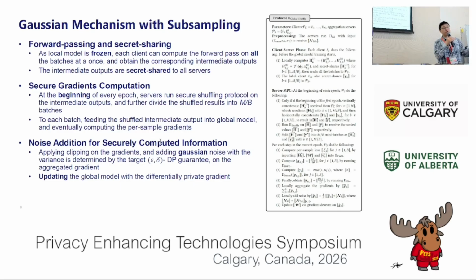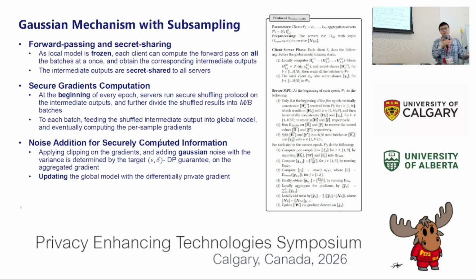So first we have the forward passing. But as I said, now we consider all the local models frozen, so you can assume the local model is a deterministic function. So that means each client passes all the data through the local model and secret-shares it to the servers. On the server side, we just gather them together, and we get the H, here H is the intermediate result output from all the clients.